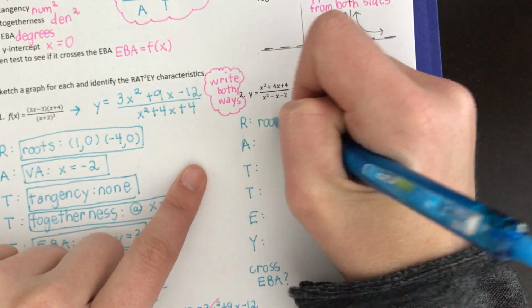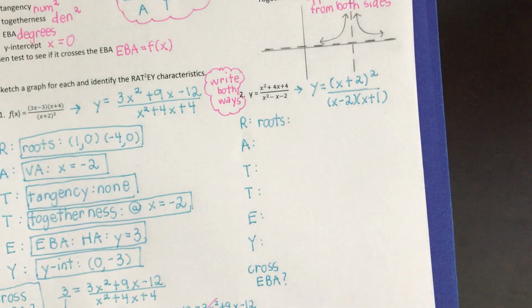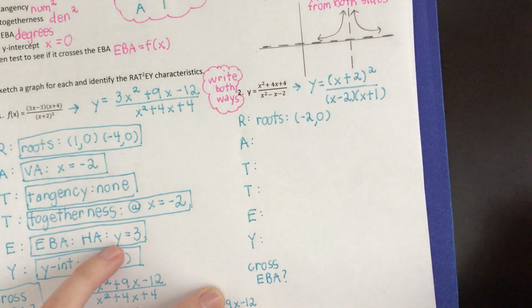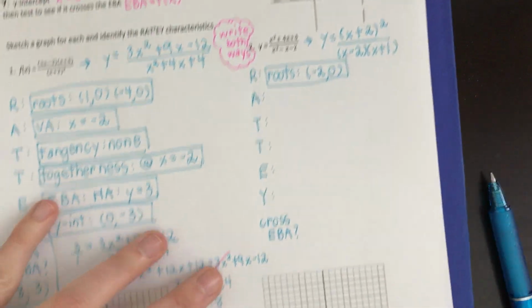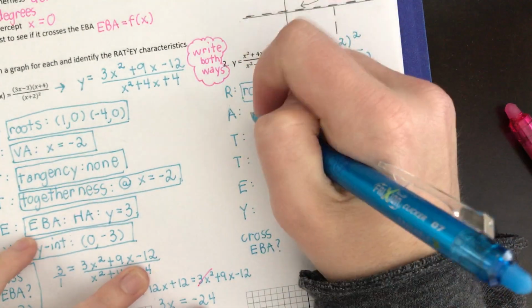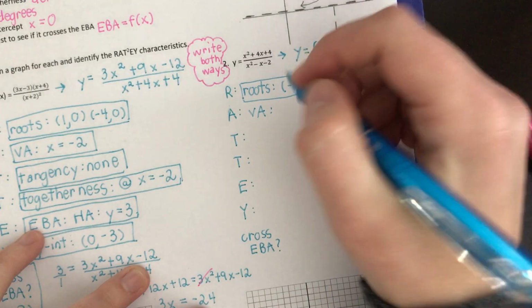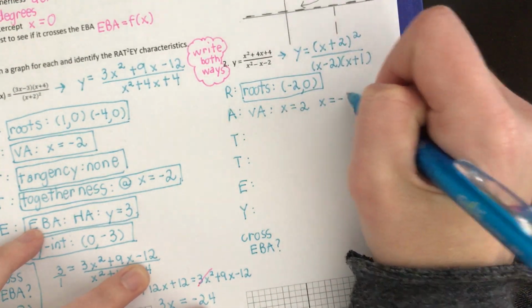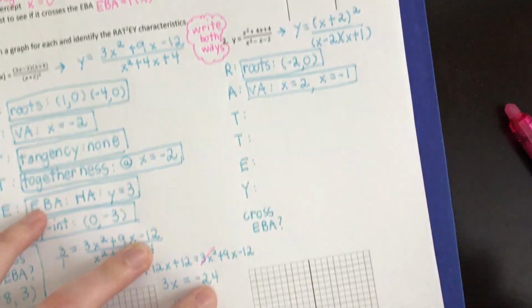So that's going to give you x minus 2 and x plus 1. So for our roots, remember, that comes from the numerator, so our root is going to be -2, 0. Asymptote, more specifically VA, look at the denominator. So that's going to give us x equals 2 and x equals -1.